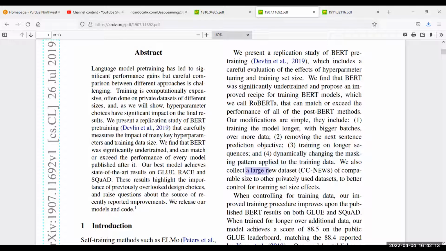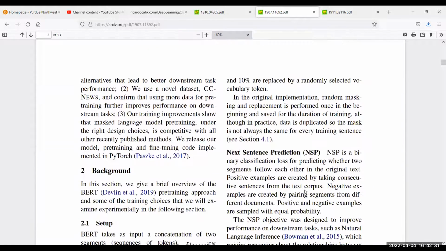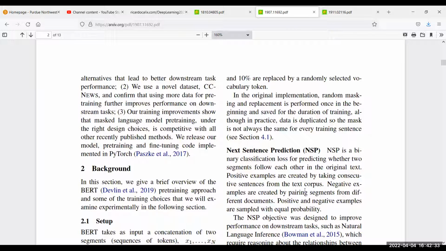They also collect a large new data set, CC News, of comparable size to other privately used data sets to better control the training set. But as you can see, the changes are not that significant, right? They're not that big. They're just more data, etc. And then they run it on the same tasks, obviously, just to compare to the original work.